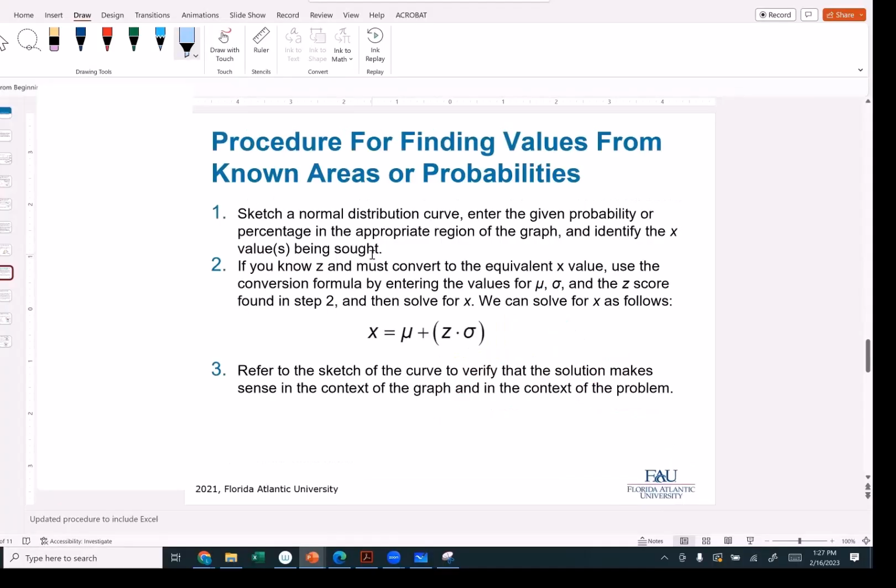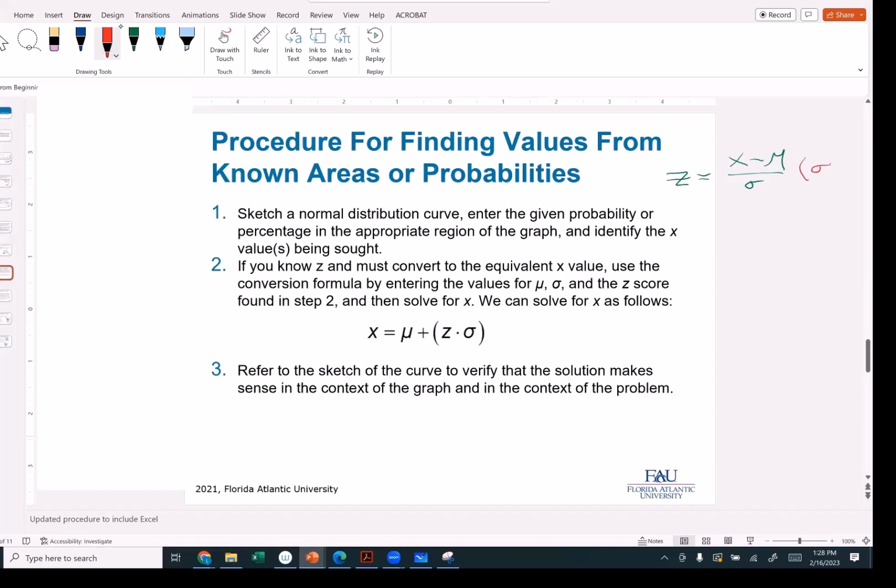Procedure for finding values from known areas or probabilities. We would sketch a normal distribution curve, enter the given probability or percentage into the appropriate region of the graph, and identify the x value being sought. And if you know the z number, we must convert it. We have to know the z number, the standard deviation, and the mean. And remember, our formula was z equals x minus mu over sigma.